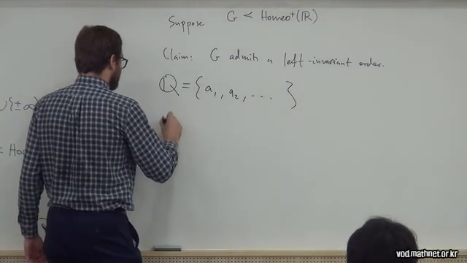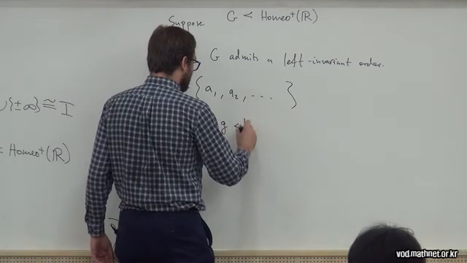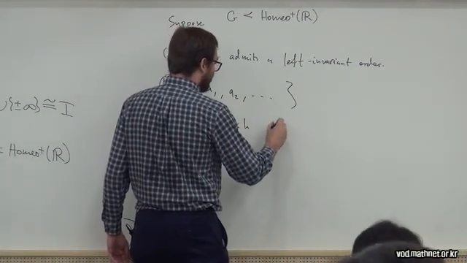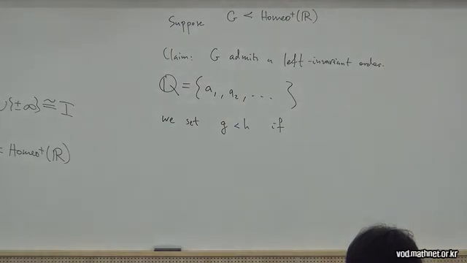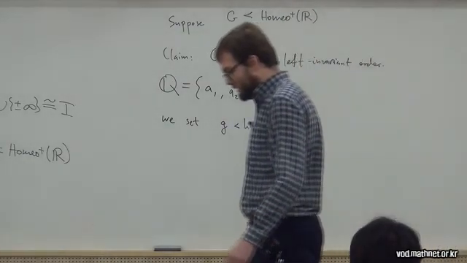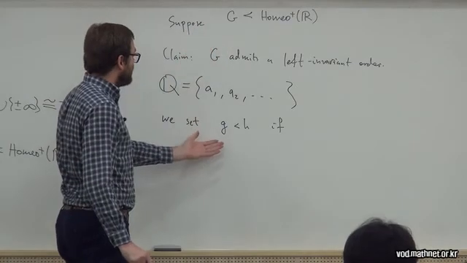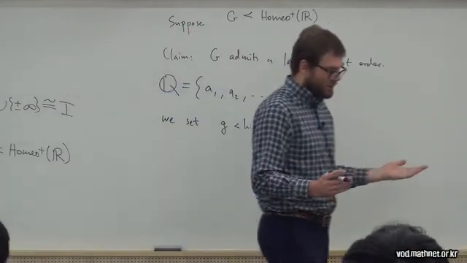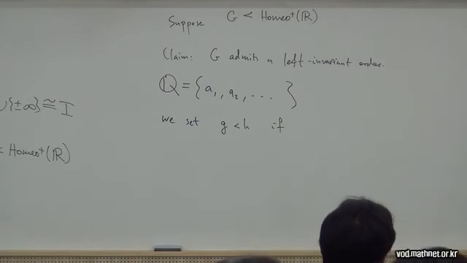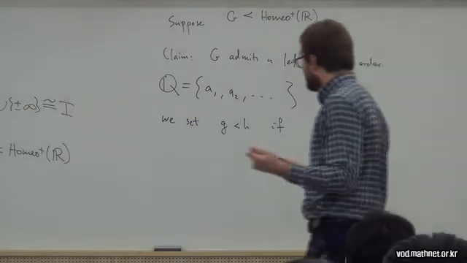So we set G to be less than H if, well, the only way that G can be less than H is that G and H have to be different elements of big G. And so therefore, they have to differ as homeomorphisms of the real line. And if they are different homeomorphisms of the real line, then they have to differ at least at one point of a dense subset of R, because otherwise continuity would force them to be equal.